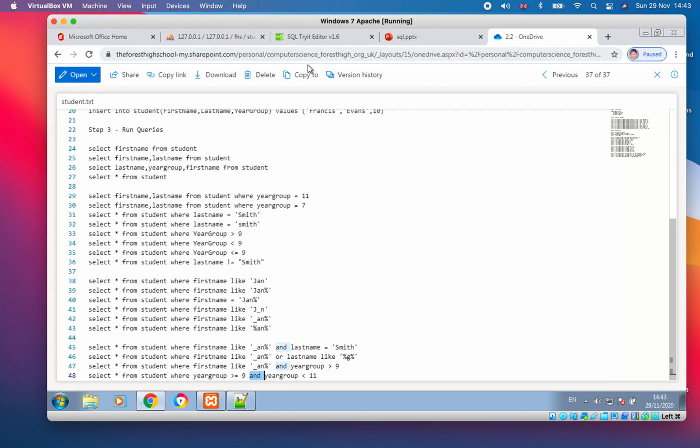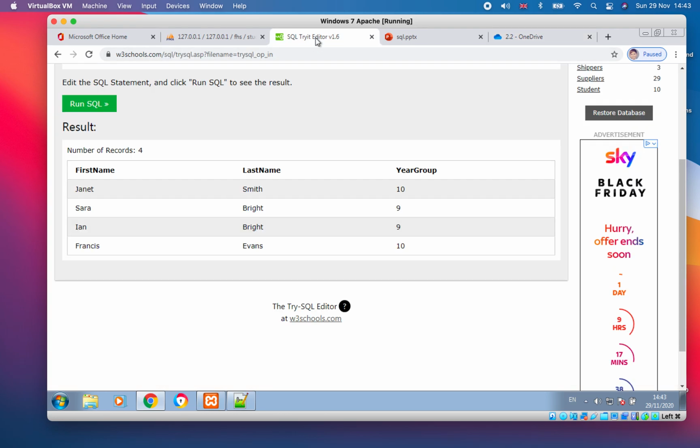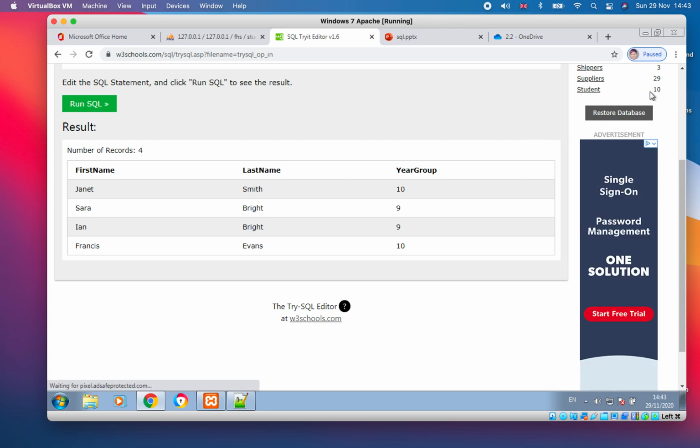Certainly use this, try it, but remember that when you finish the lesson and you go away, this student table will go missing and you'll have to recreate it. In the next video, pretty much the last video I'm going to be making on this, I want to talk about data types a little bit and how we use them.